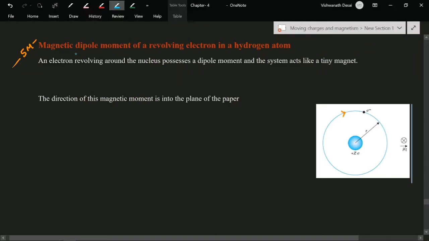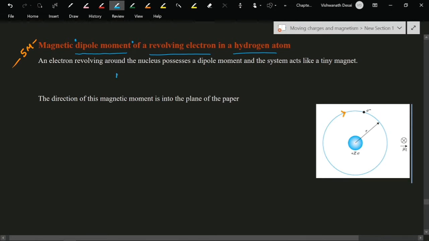The magnetic dipole moment of a revolving electron in a hydrogen atom. This is a 5 mark question. So we need to calculate the dipole moment of a revolving electron. So what is dipole moment?